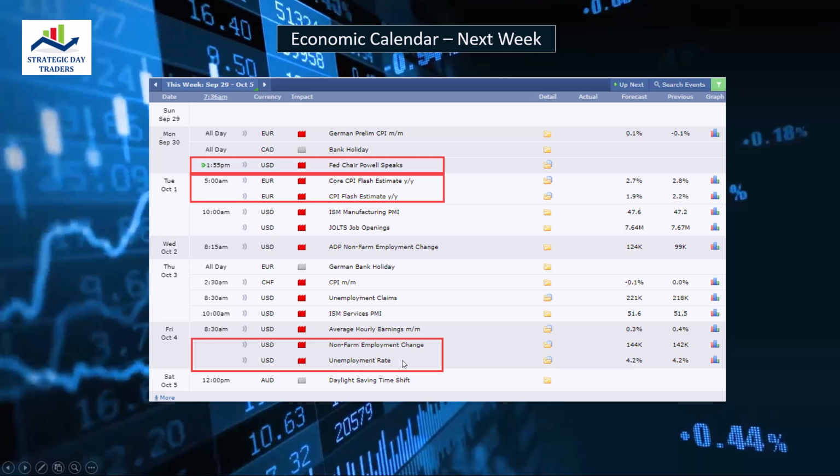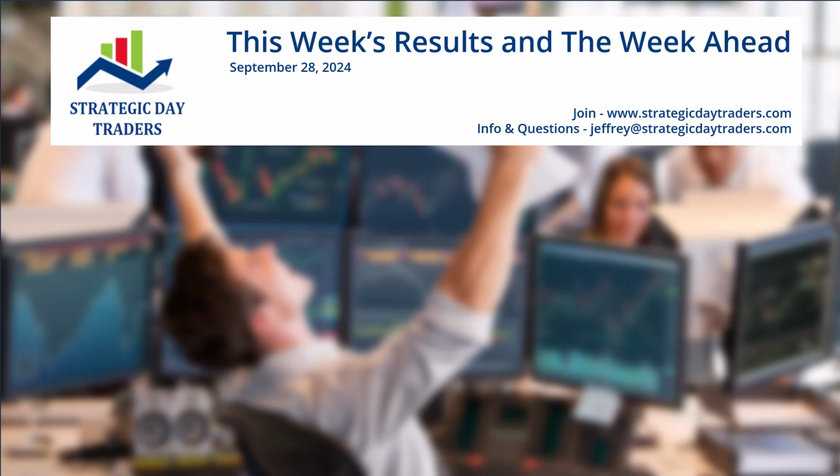That's going to be the U.S. unemployment rate. That is going to also be a big dollar mover, especially because we are in a presidential election cycle. So that is it for this week.